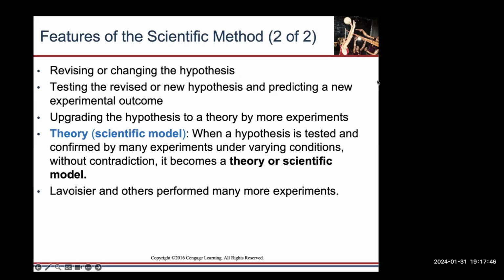Now, when the hypothesis has been tested and confirmed by many experiments under different conditions, without any contradictions, we make this a theory. So a theory is when we've confirmed our initial hypothesis through testing, and then it becomes a theory or a scientific model.